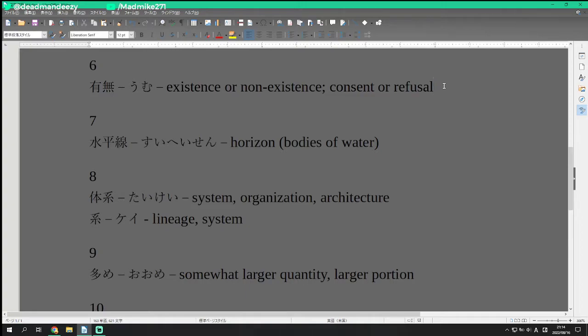Consent or non-consent, existence or non-existence.